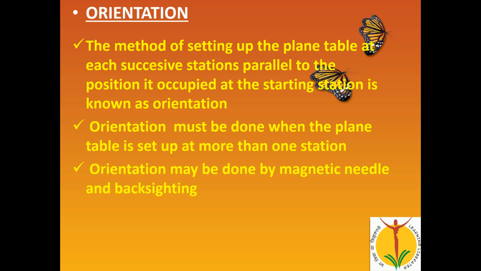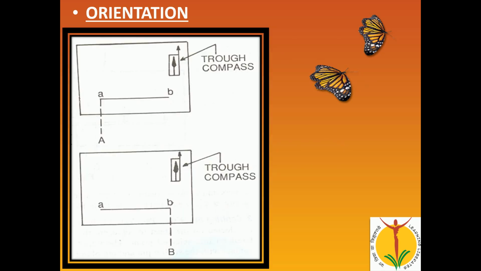Orientation must be done when the plane table is set up at more than one station, because if you are not going to move the table, how are you going to take the reference of the previous station? So you have to move the table. You cannot do orientation on only one station. Orientation is made by magnetic needle and the backsight. There are two methods of orientation: the magnetic needle, and second, the backsight.